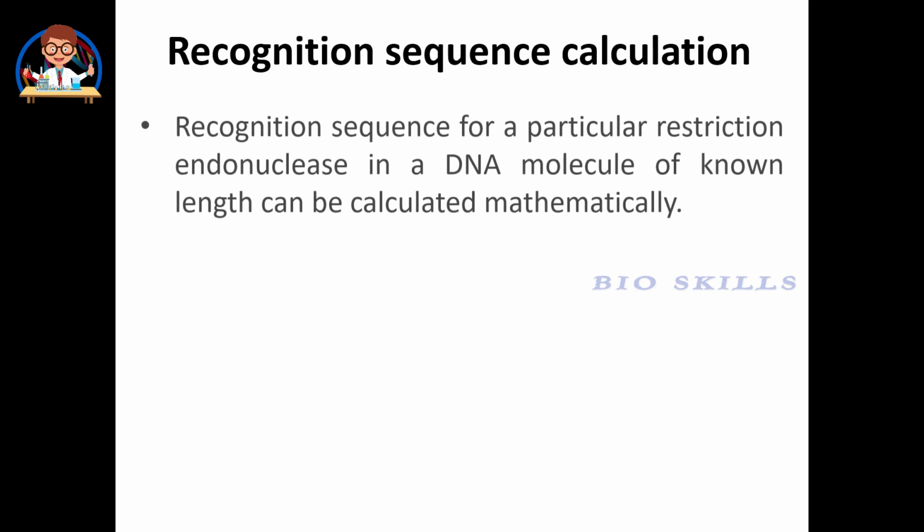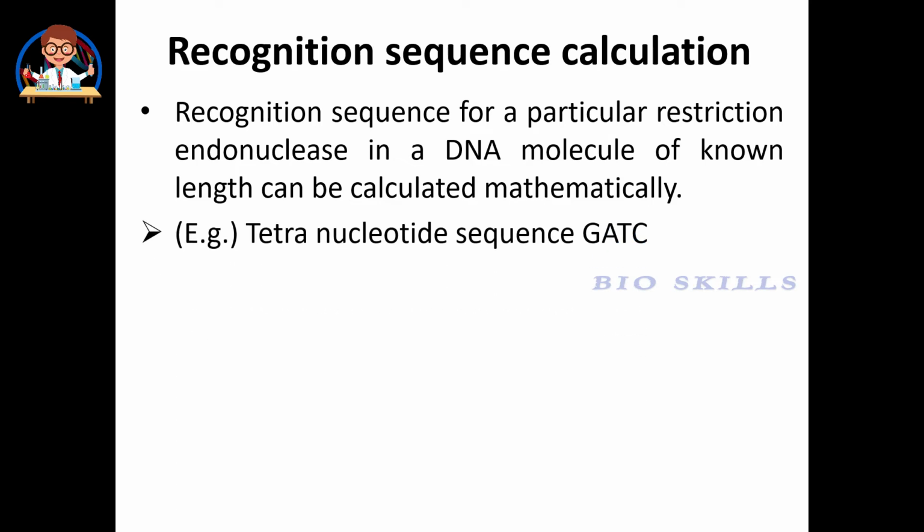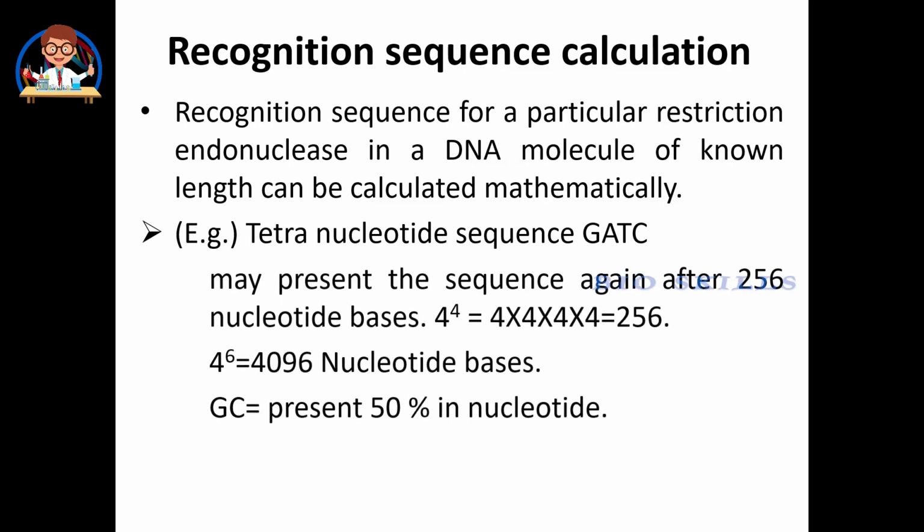Recognition sequence calculation. The recognition sequence for a particular restriction endonuclease in a DNA molecule of known length can be calculated mathematically. Example, a tetranucleotide sequence GATC may present the sequence again after 256 nucleotide bases, since 4 to the power 4 means 256 nucleotides. In the same manner, a hexanucleotide may present the sequence again after 4096 nucleotide bases. GC, the nitrogenous bases, are present at 50% in nucleotides.